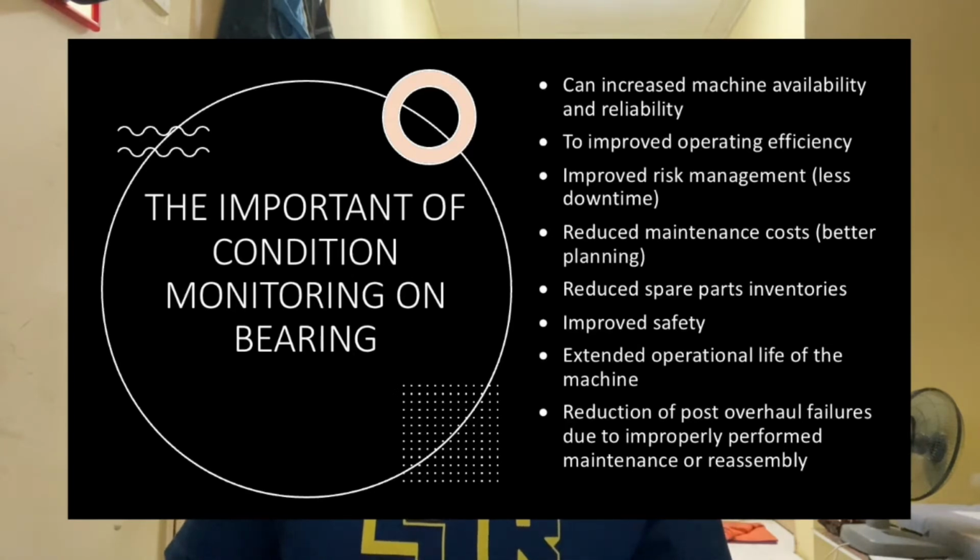Second, to improve operating efficiency. Third, can improve risk management, less downtime. Next, reduce maintenance costs, better planning. Okay, and then reduce spare parts inventories, especially for rolling element bearings. Next, improve safety. Next, extended operational life of the machine. And last, reduction of post-overhaul failures due to improperly performed maintenance or reassembly.